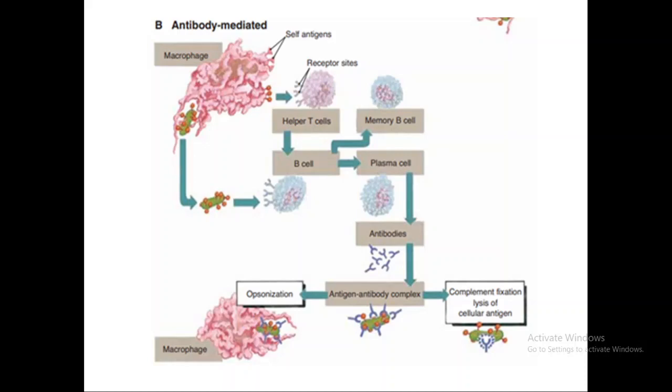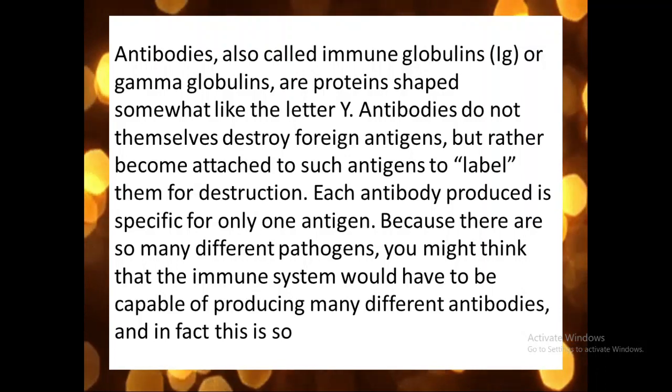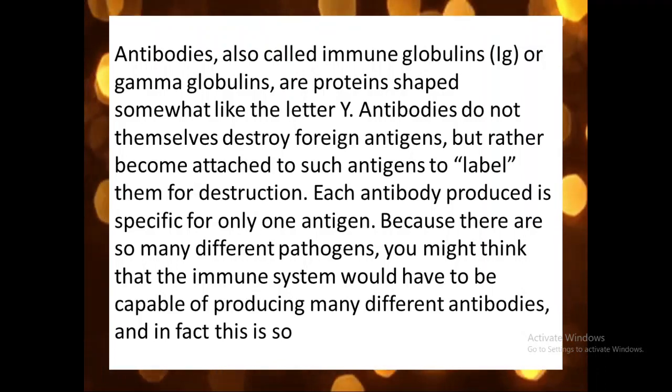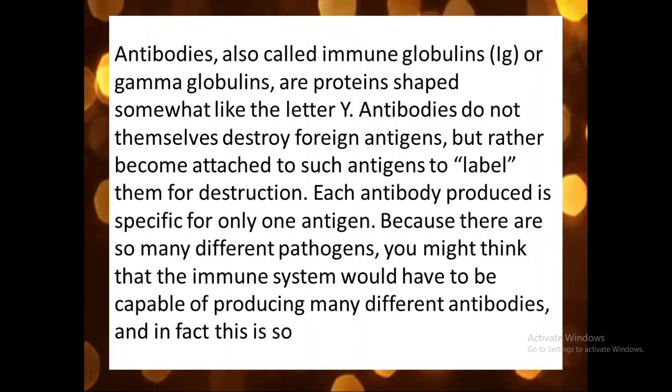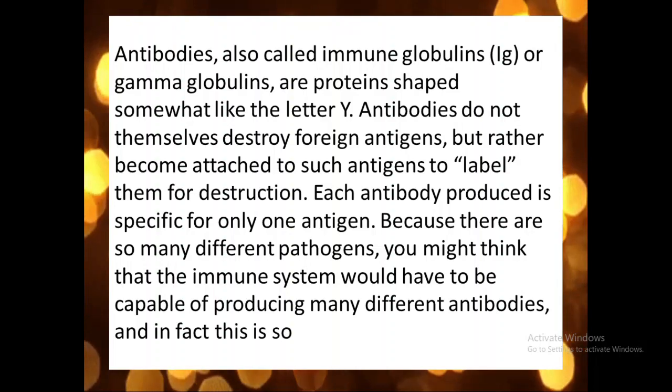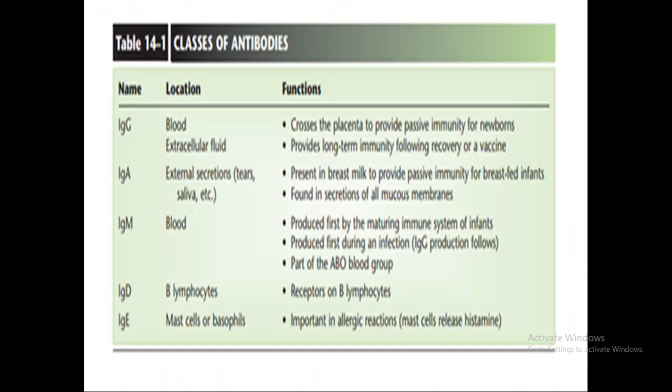So each antibody produced is specific for only one antigen. Because there are so many different pathogens, you might think that the immune system would have to be capable of producing many different antibodies. And in fact, this is so. It is estimated that millions of different antigen-specific antibodies can be produced, should there be a need for them.